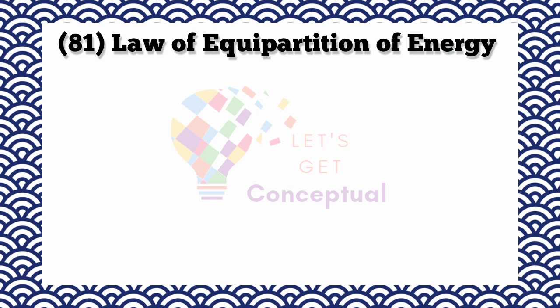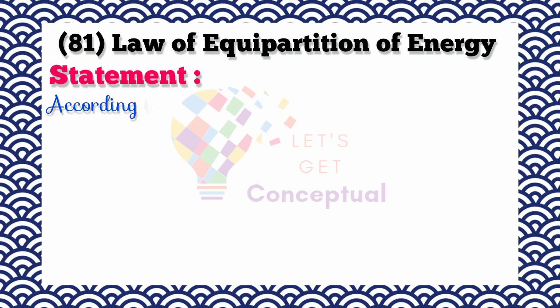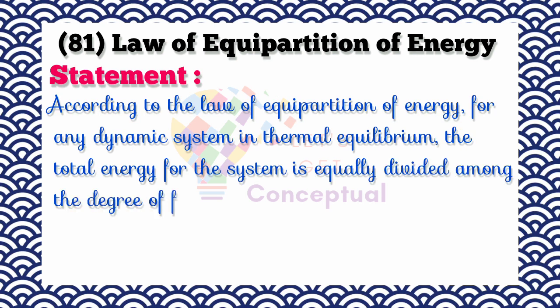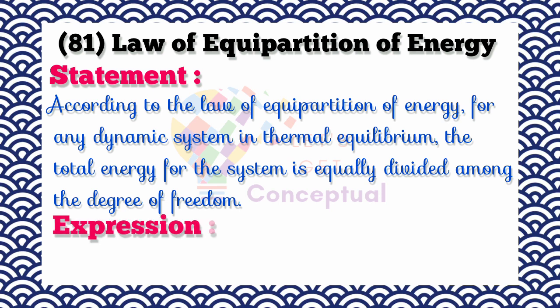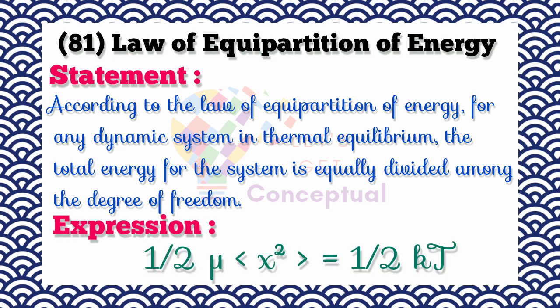Number 81. Law of equipartition of energy. Statement: according to the law of equipartition of energy, for any dynamic system in thermal equilibrium, the total energy of the system is equally divided among the degrees of freedom. Expression: 1/2 μ mean x² equals 1/2 kT.